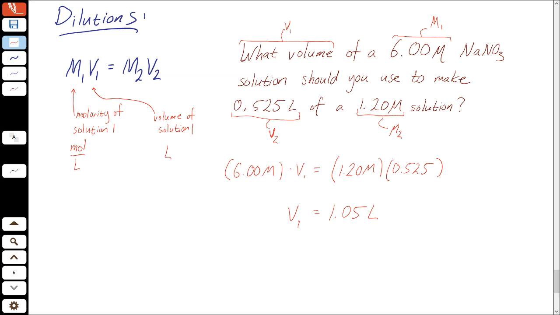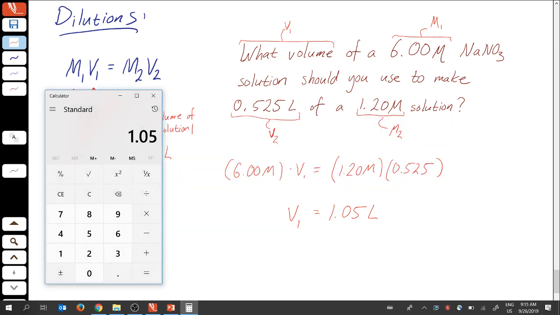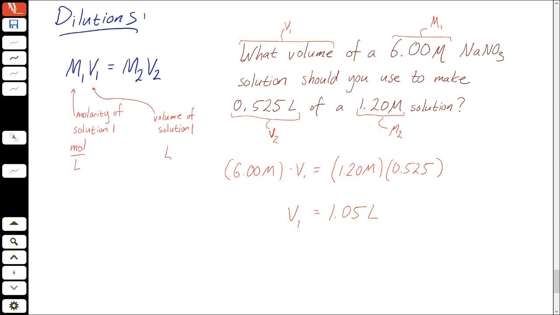So that tells us we need, wait, that can't be right, hold on. Hit something wrong here. 1.2 times 0.525 is 0.63 divided by 6. Okay. Knew I did something wrong there. 0.105 liters. So we need about 105 milliliters of that more concentrated solution. You put that in a volumetric flask, fill it up to 525 milliliters, and then you've got your diluted solution that's exactly 1.20 molar.